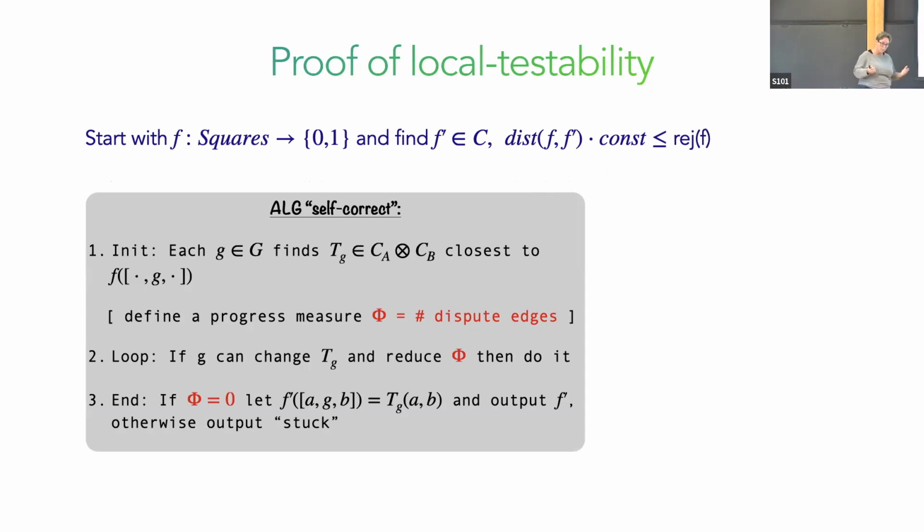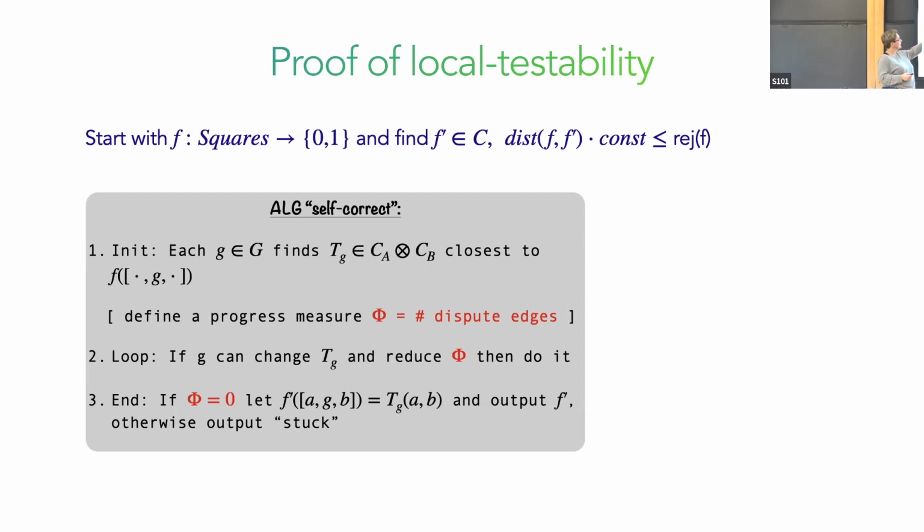To prove local testability, you're thinking, okay, start with some function f. I don't know how far it is from the code. Maybe it's in the code, I don't know. And I'm going to slowly try to fix it to be in the code. And I'm going to hope that the number of steps I take to fix it is related to how many constraints are unhappy, how many local views are rejected. Okay, so this is the algorithm.